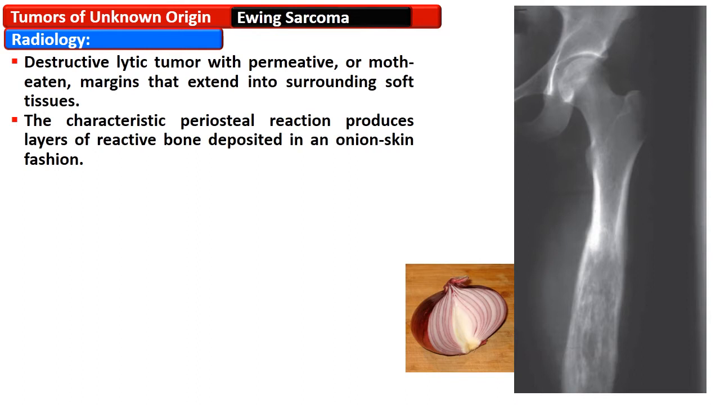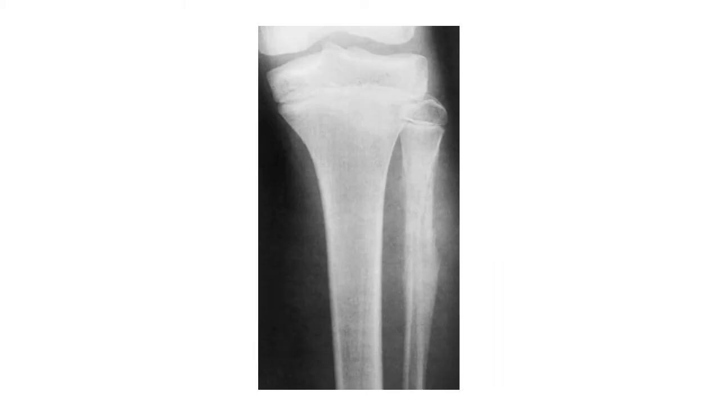This X-ray shows, in the shaft of the femur, the diaphysis, an expansile growth, a lytic lesion with moth-eaten appearance, and new bone deposited in onion skin fashion. This radiograph shows an ill-defined growth in the fibular diaphysis with a prominent periosteal reaction. There is also thickening and widening of the medullary canal.